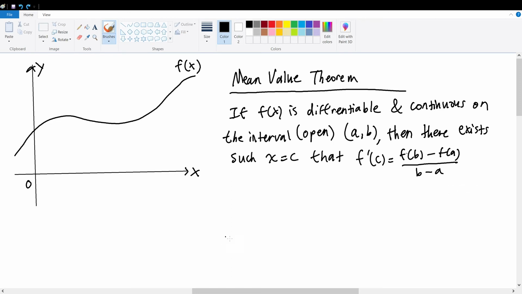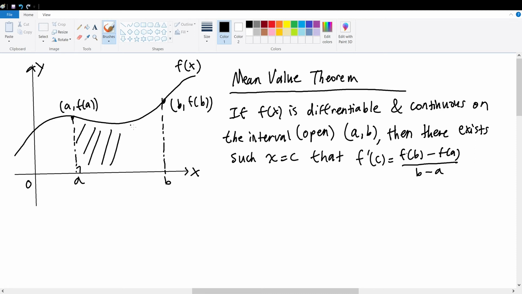We are going to be proving this theorem in future videos, but for now you just have to get an understanding of what it is. You see here that within this function, let us suppose that this point here is a comma f of a, and this point right here is b comma f of b. If we draw it down according to the x coordinate, this will be a, and this will be b. So this region will be bounded between a and b.